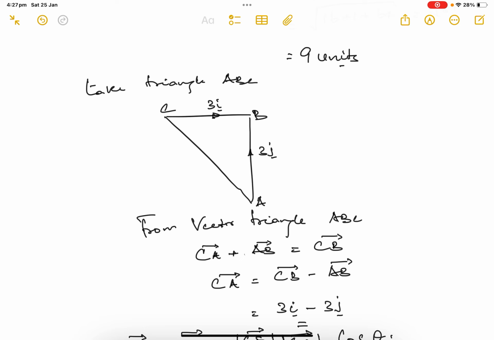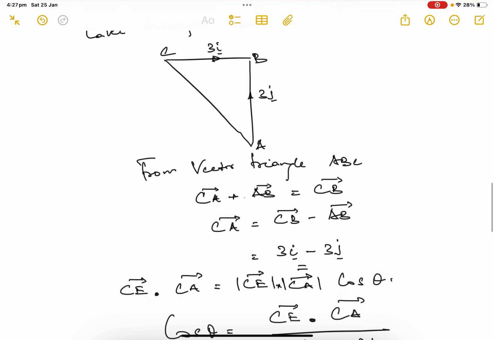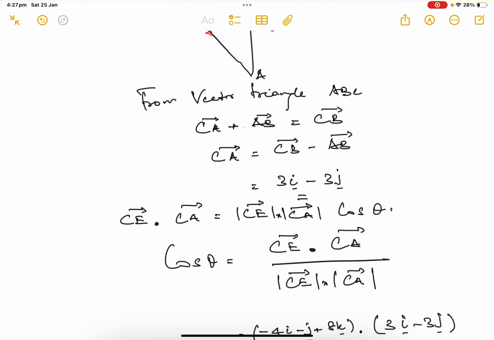But we know AB is parallel to J and the length is 3 units. So AB is the vector 3J. And again, CB is parallel to I and 3 units, so 3I. So from the vector triangle ABC, CA plus AB equals CB. This is a vector addition. CA we need to find, so CA equals CB vector minus AB vector.